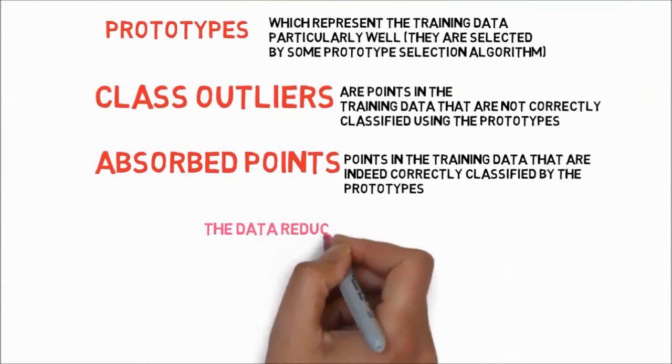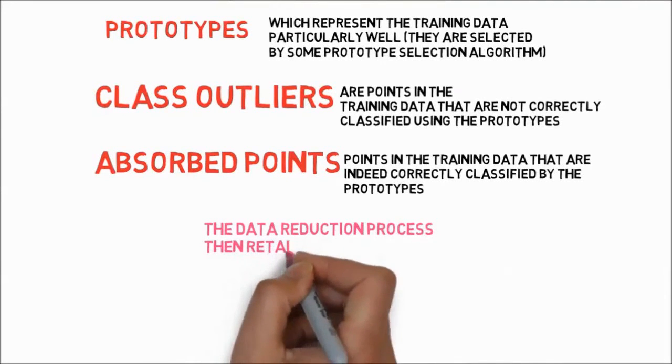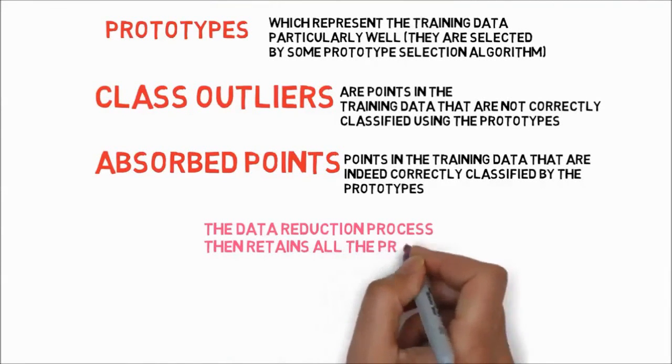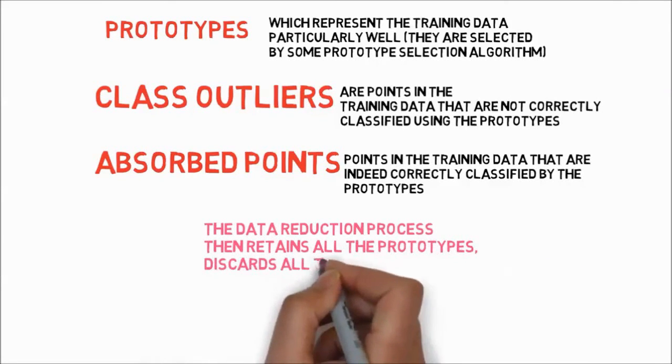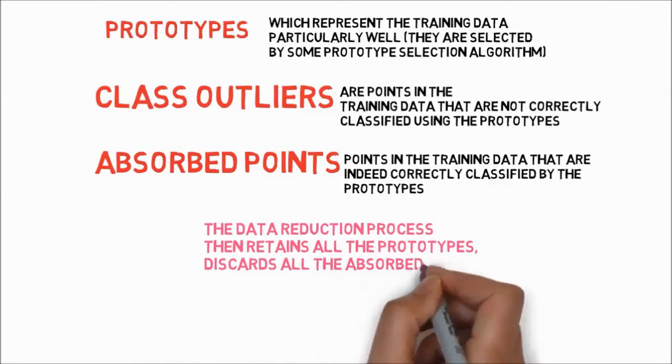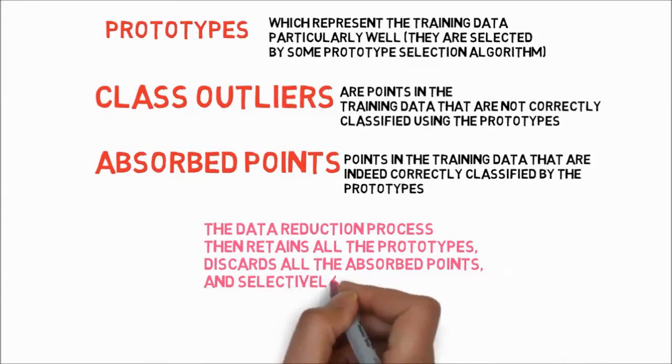Now, what the data reduction technique does is it keeps the prototypes in order to continue the classification, drops all the absorbed points because they're not really adding much in terms of information, and selectively keeps some class outliers.